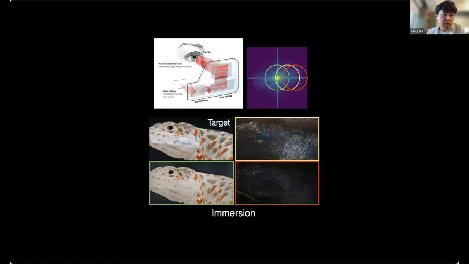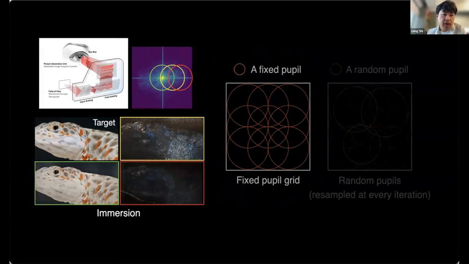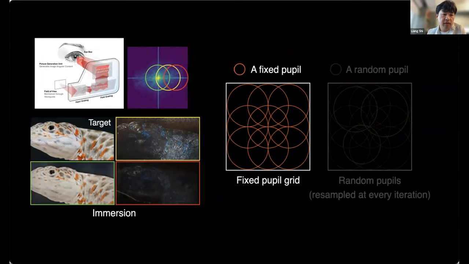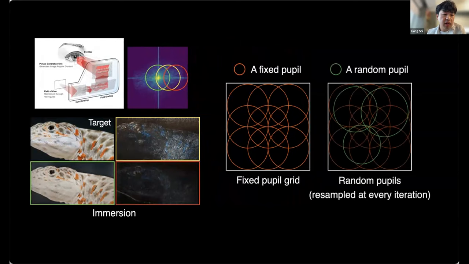Now let's further add immersion into consideration. To maintain high-quality images over the entire eye box, we have to explicitly model all potential pupil locations. We approximate that by co-optimizing 3D image reconstruction over a uniformly sampled fixed pupil grid throughout the iterations. We also optimize per iteration resampled random pupils with variations in size and locations.